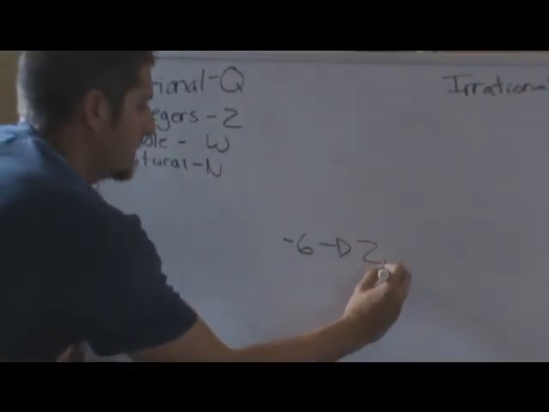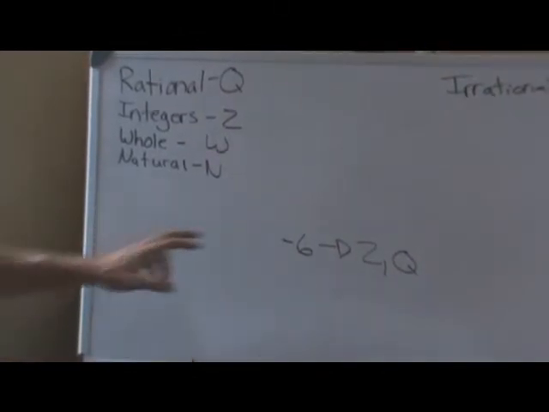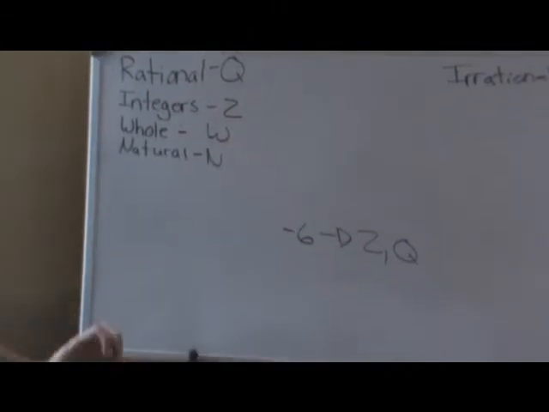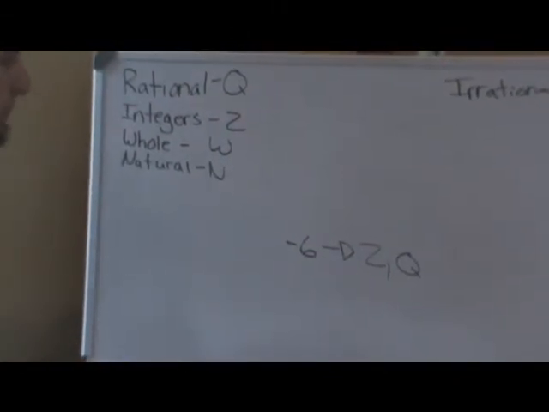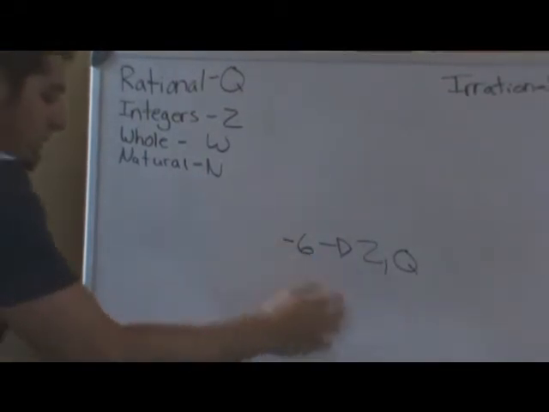So it is part of Z and Q. It is an integer and it's rational. It's technically not a whole number, and it's technically not a natural number, because those only include the positive whole numbers. Okay, and it's not positive.